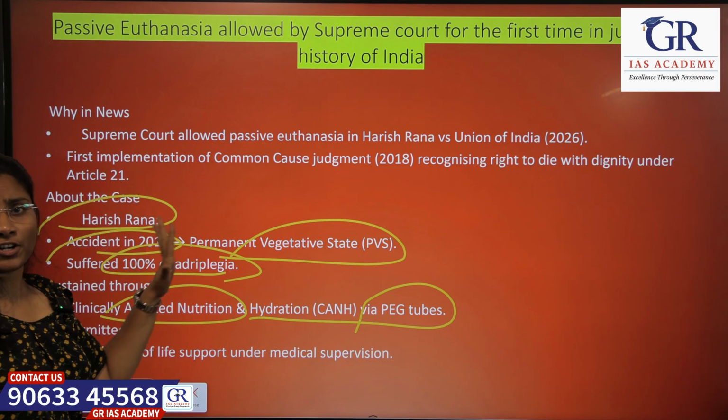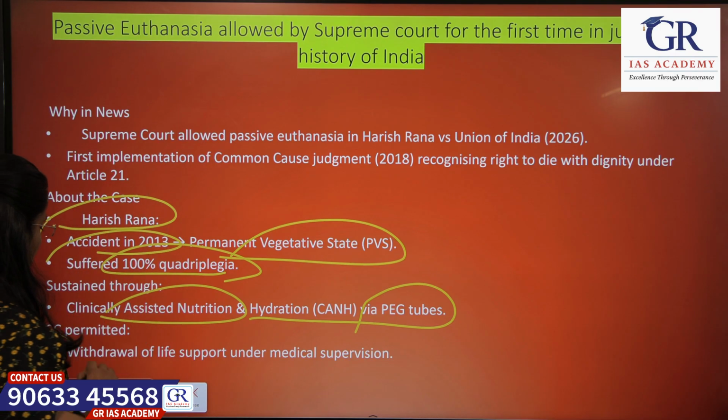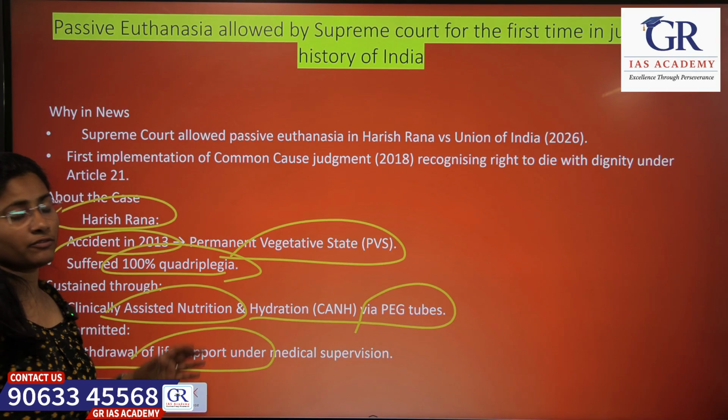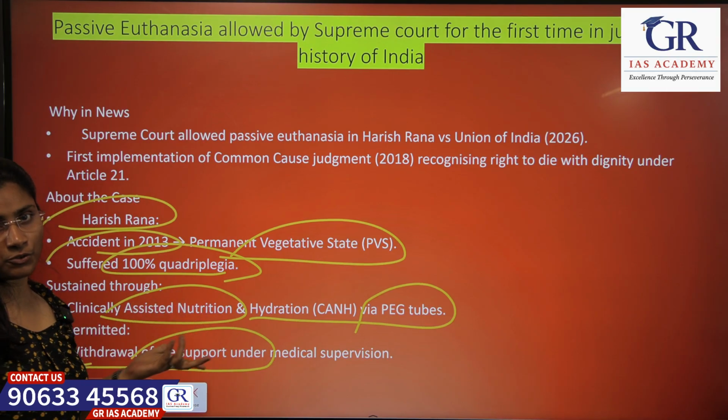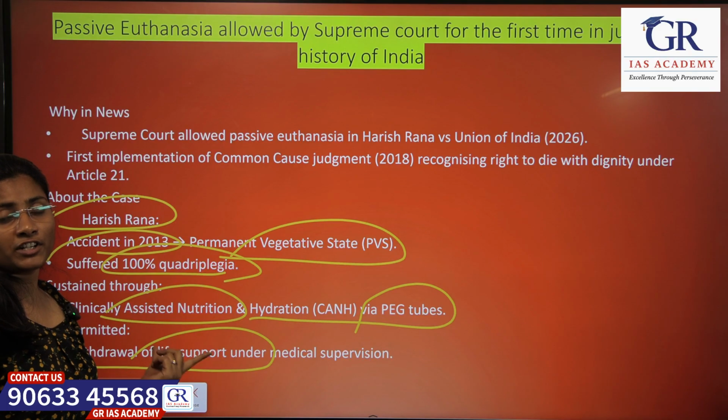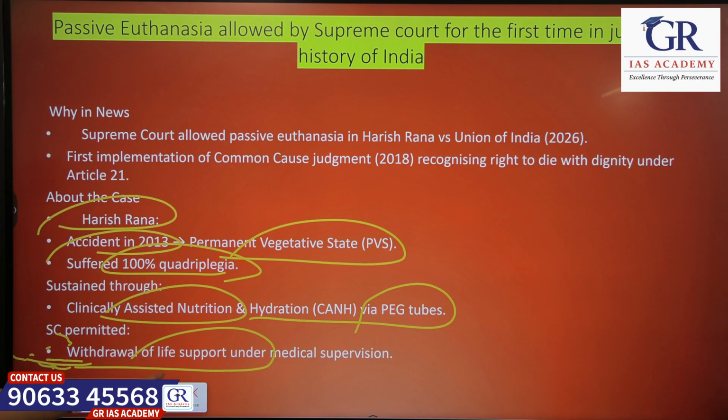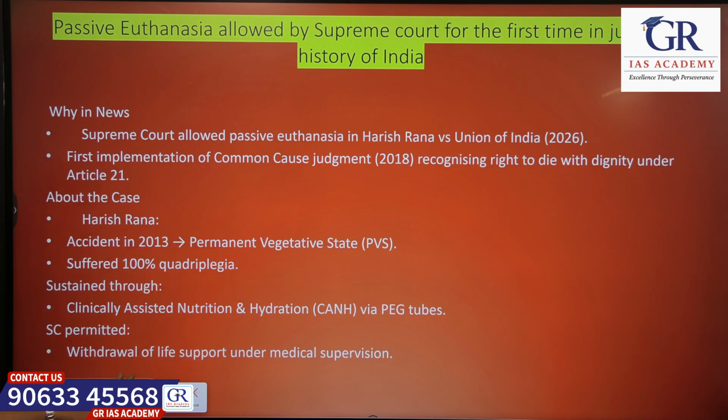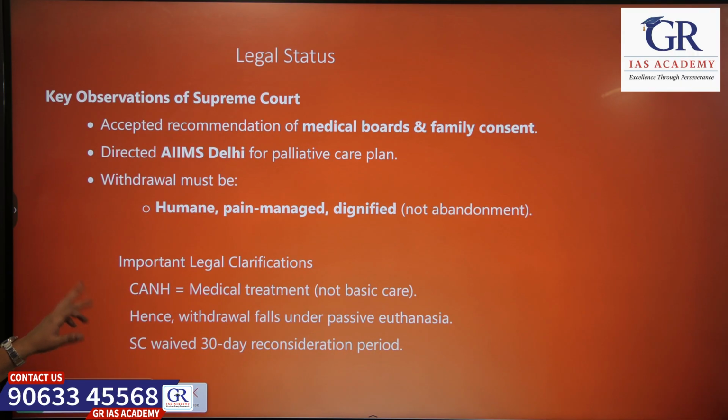What did the Supreme Court order in his case? Okay, he can be given passive euthanasia, that means he can be withdrawn from life support under medical supervision. So that was the Supreme Court's ruling. Okay, so what did the Supreme Court give?